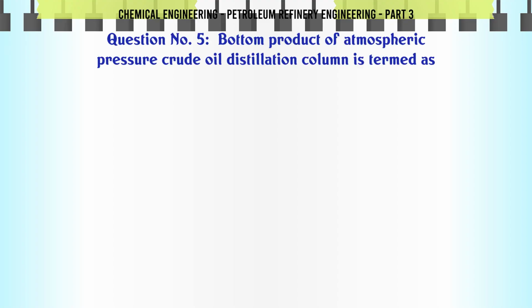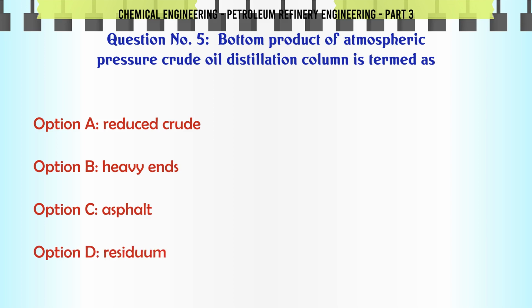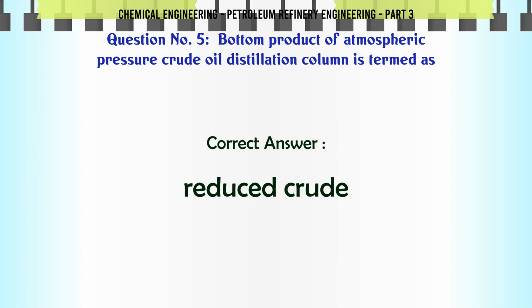Bottom product of atmospheric pressure crude oil distillation column is termed as A. Reduced crude. B. Heavy ends. C. Asphalt. D. Residuum. The correct answer is reduced crude.